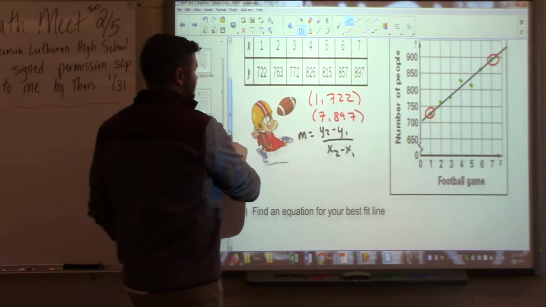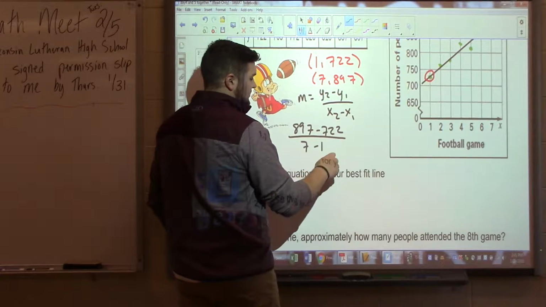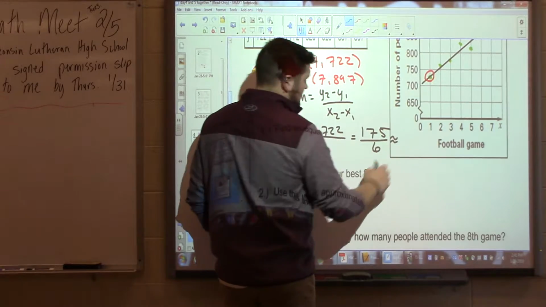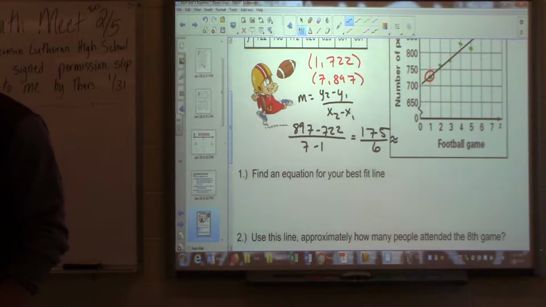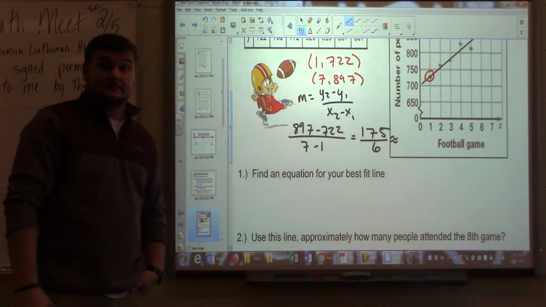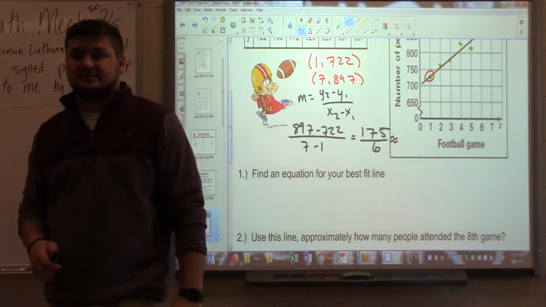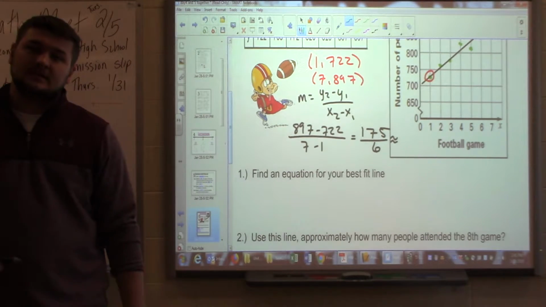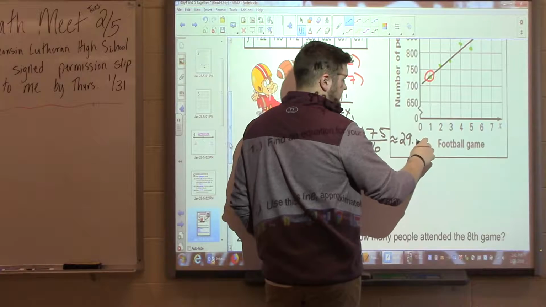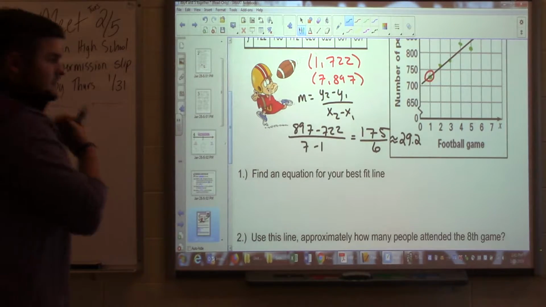So plug in our points. 897 minus 722 over 7 minus 1. Should get 175 over 6, which comes out to approximately... Sardina, put it in your calculator. Tell me what you get. 175 over 6. Approximately 29. Is there a decimal there? Yes. Let's go to the first decimal. 0.2. Sweet, thank you. So approximately 29.2.